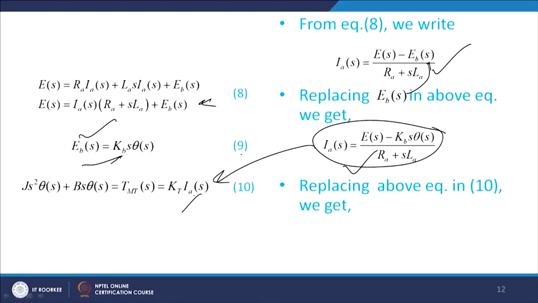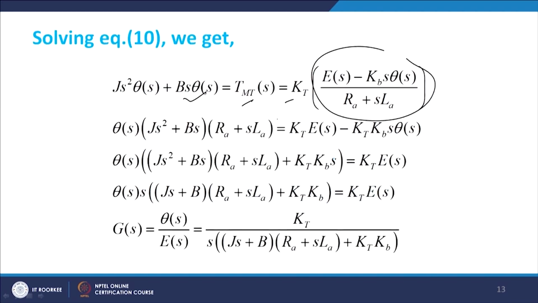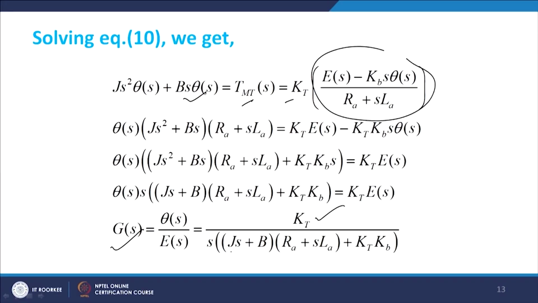Now we are solving, cross multiplying, taking some elements common, and finally we have reached the expression for G(s) equals theta(s) by E(s) equals K_t over s times (J s plus B)(R_a plus s L_a) plus K_t into K_b. So this is the transfer function model of a DC servo motor which is in armature control mode.